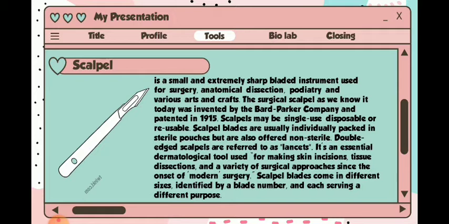Scalpel blades are usually individually packed in sterile pouches but are also offered non-sterile. Double-edged scalpels are referred to as lancets. It is an essential dermatological tool used for making skin incisions, tissue dissections, and a variety of surgical approaches since the onset of modern surgery. Scalpel blades come in different sizes, identified by blade number, each serving a different purpose.